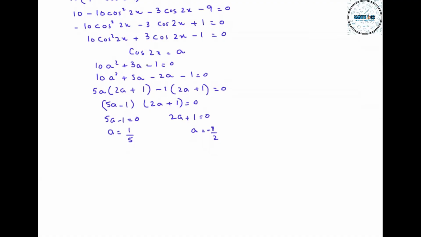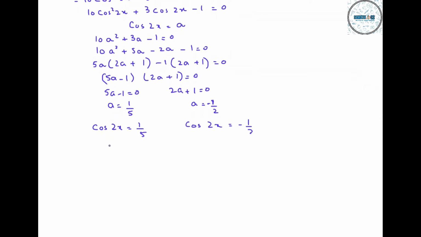As we took the cos 2x as a, so now we can replace a by cos 2x. So cos 2x is equal to 1 upon 5 and cos 2x is equal to minus 1 upon 2. As we have here compound angle, so we can take a is equal to 2x. So cos a is equal to 1 upon 5 here. And same we will do here.